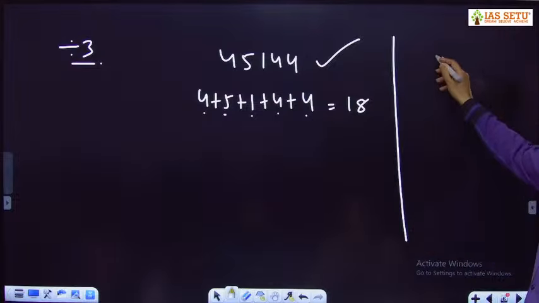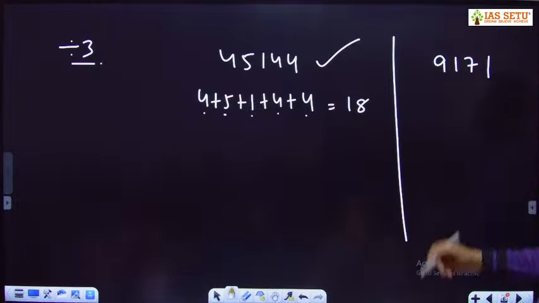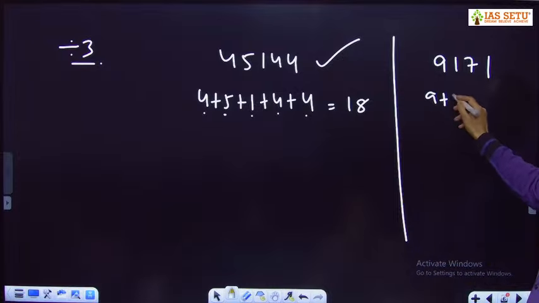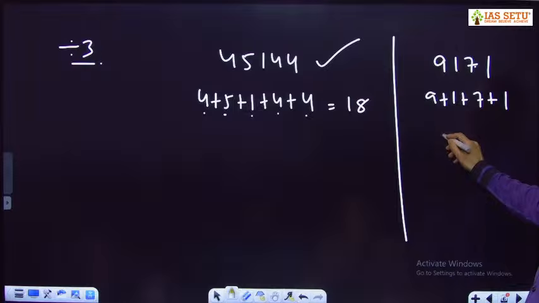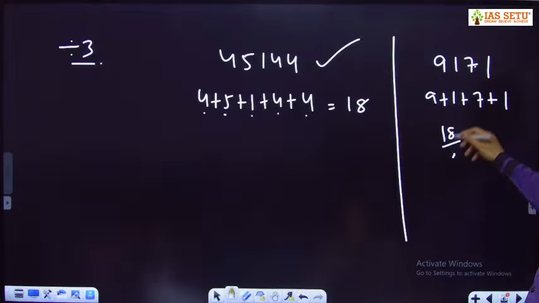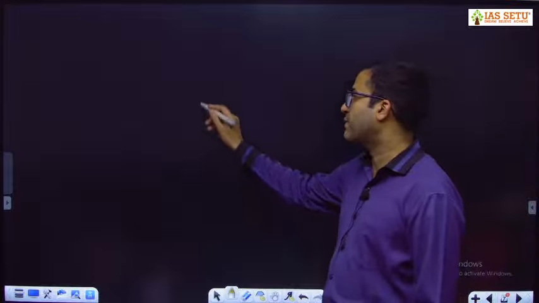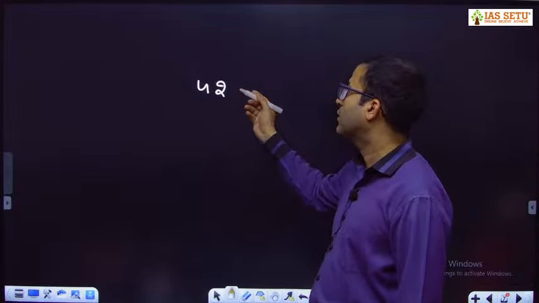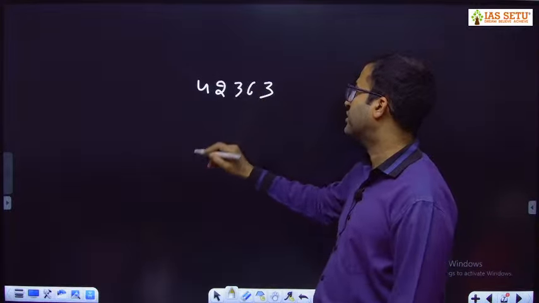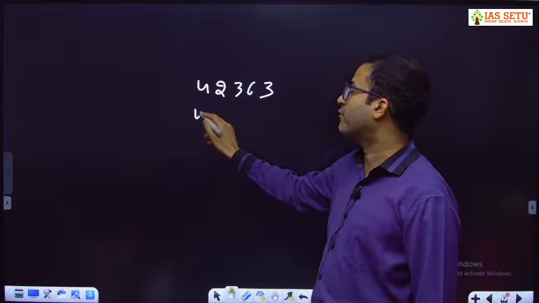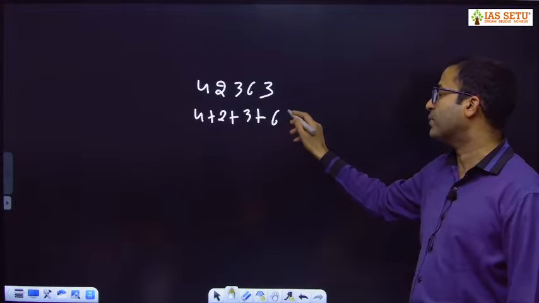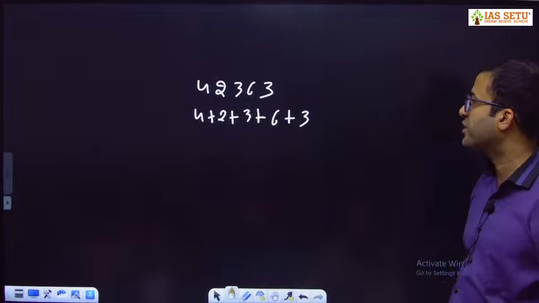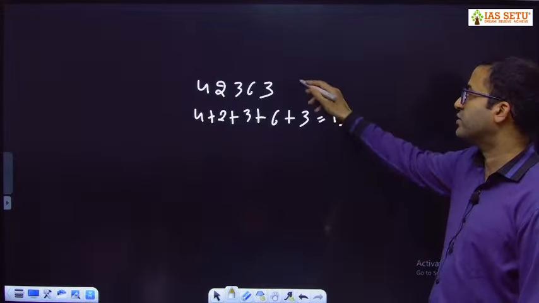Like here I take 9,171. So 9 plus 1 is 10, 10 plus 7 is 17, 17 plus 1 is 18. And since this 18 is divisible by 3, this number is divisible by 3. Like here for example 42,363. So here 4 plus 2 is 6, 6 plus 3 is 9, 9 plus 6 is 15, 15 plus 3 is 18. So here it is divisible by 3.